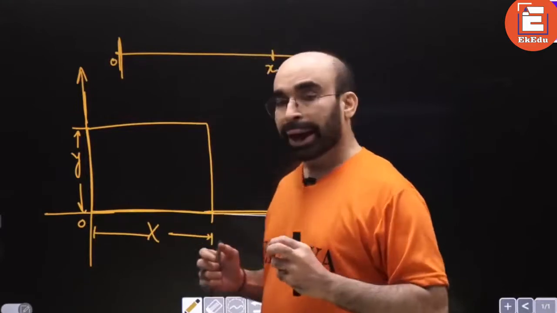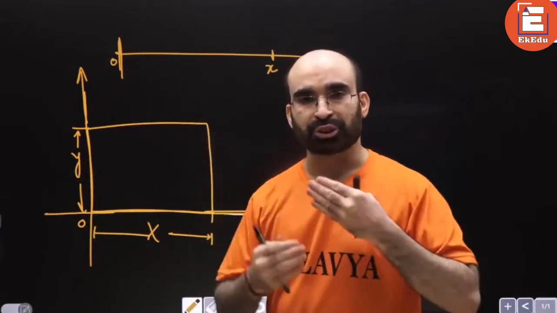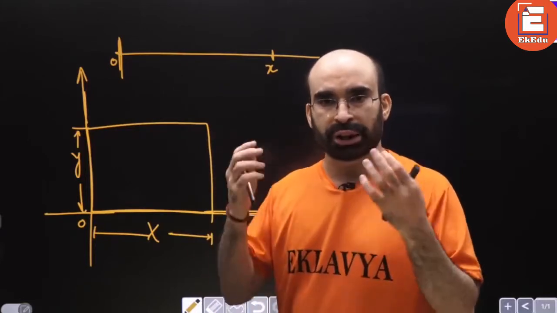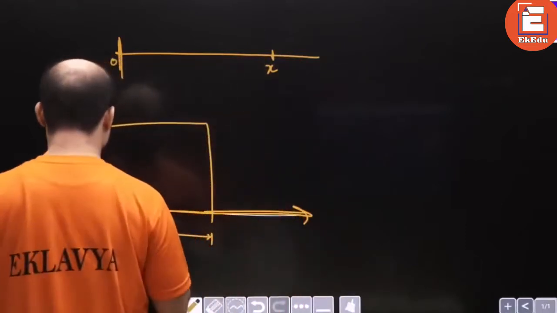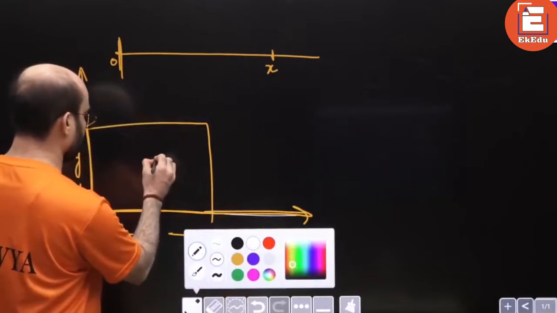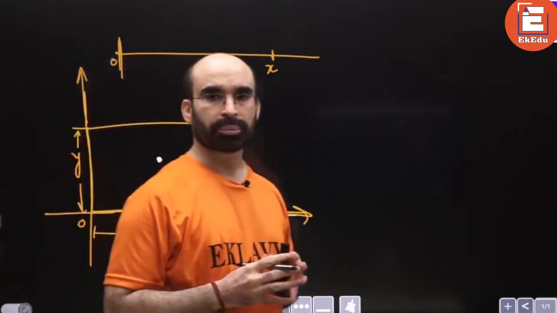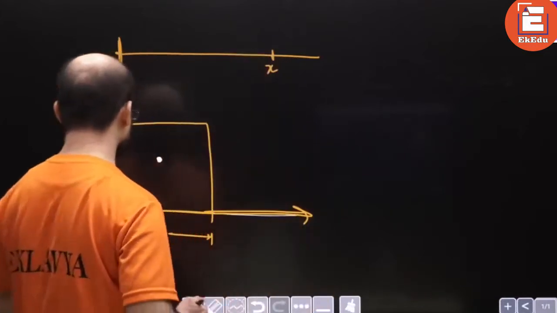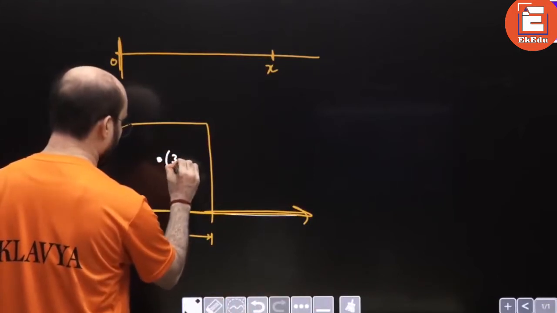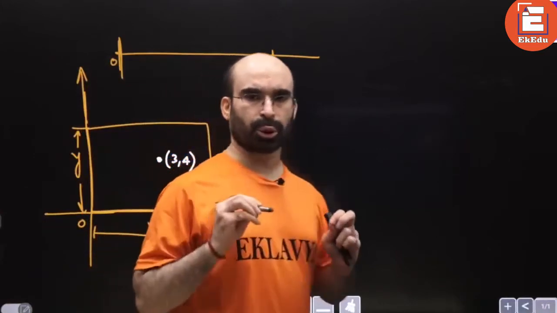Okay. First of all, position. Talk about the position of a particle. So that position coordinate can be this. Suppose I have a particle, let's say this is the particle here. And the coordinate is 3 and 4. Mind it, this is very simple. Coordinate is 3 and 4.